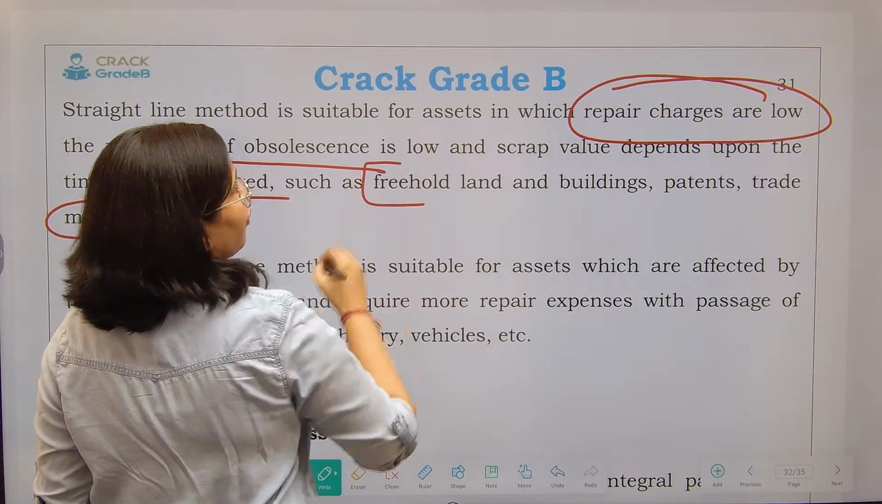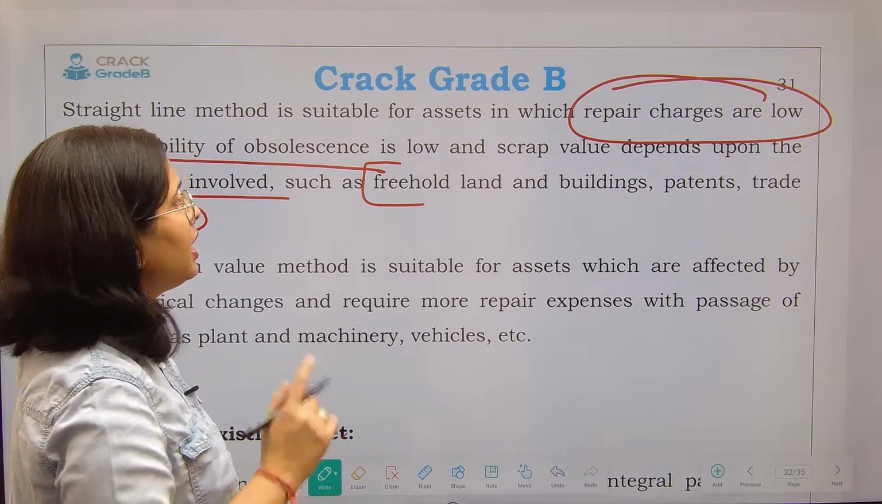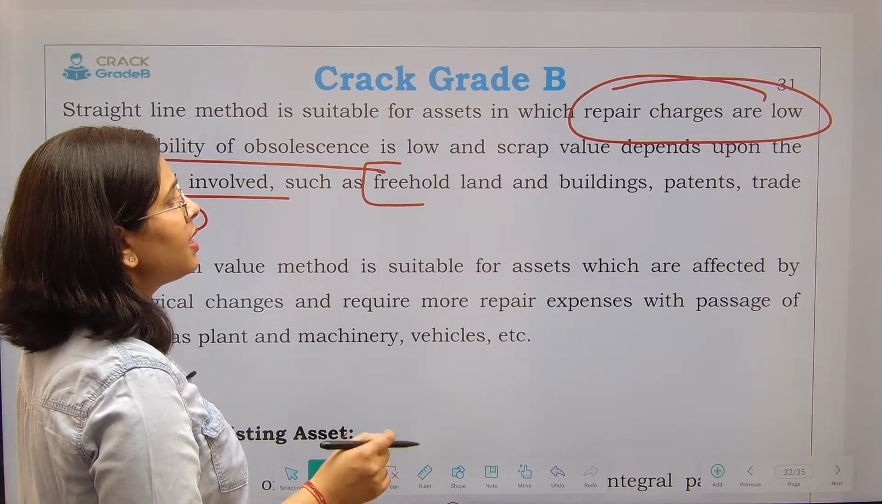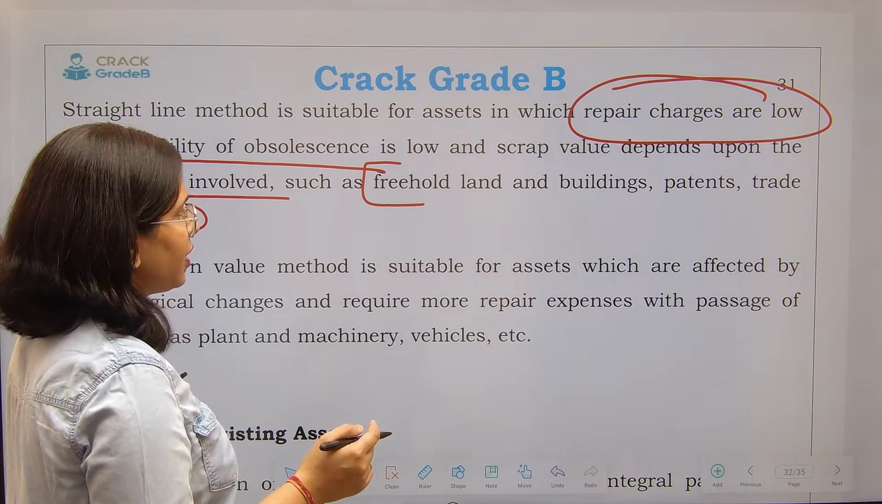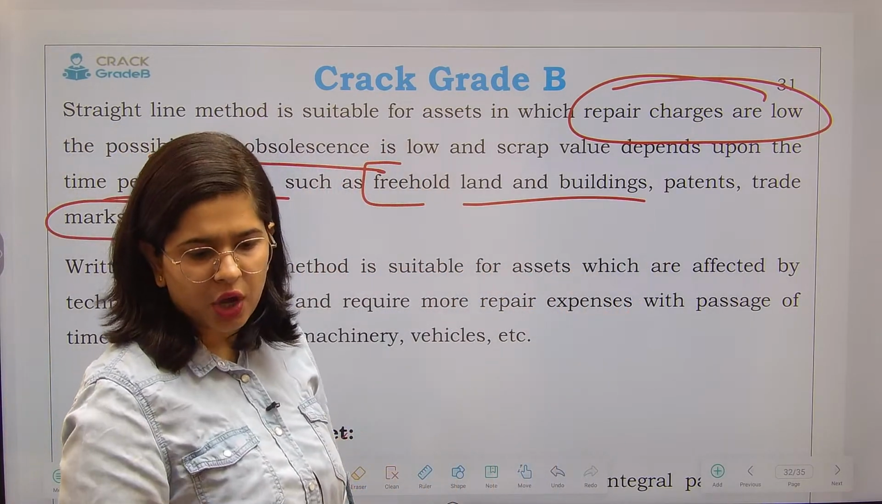See over here, on which kind of assets should the straight line method be applicable? Freehold land, buildings, patents, trademarks, etc. Land and buildings have been given together here, otherwise land is not depreciated.